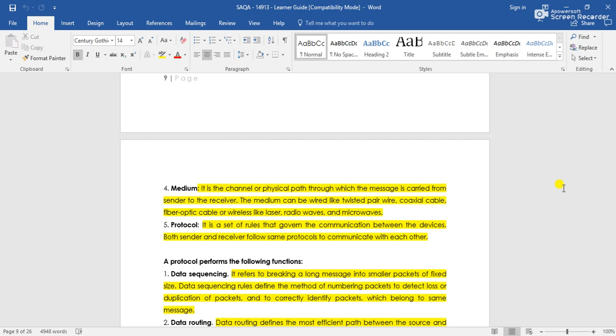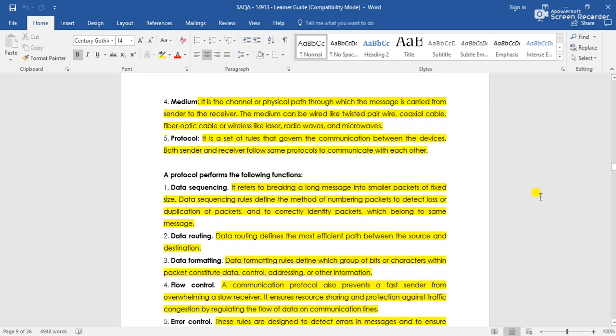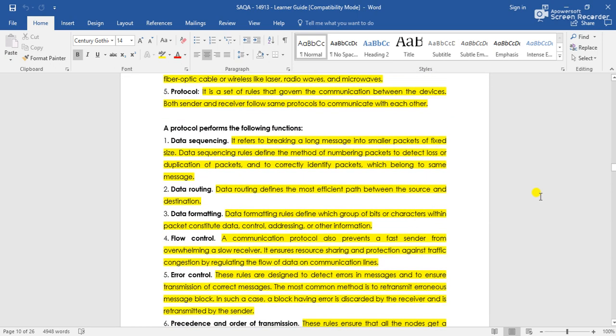Protocol is a set of rules that govern the communication between the devices. Both sender and receiver follow the same protocols to communicate with each other. A protocol performs the following functions. Data sequencing refers to breaking a long message into smaller packets of a fixed size. Data sequencing rules define the method of numbering packets to detect loss or duplication of packets and to correctly identify packets which belong to the same message.